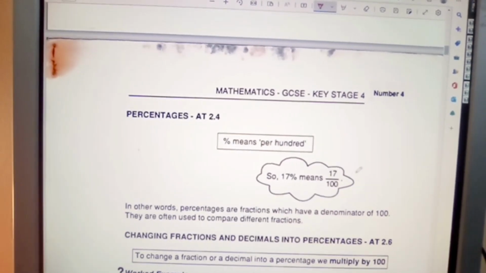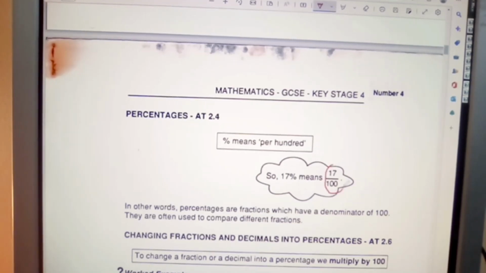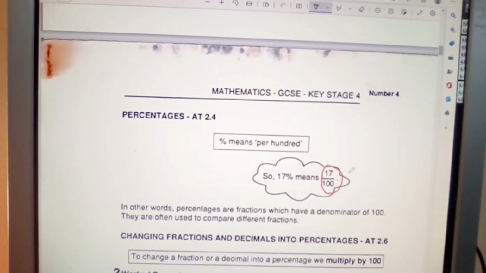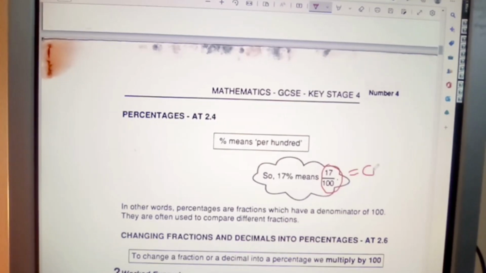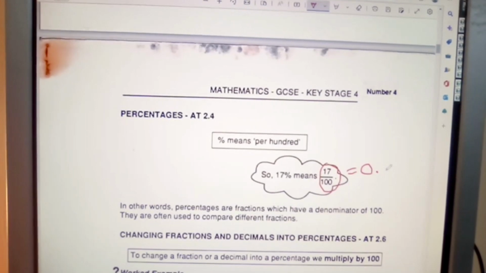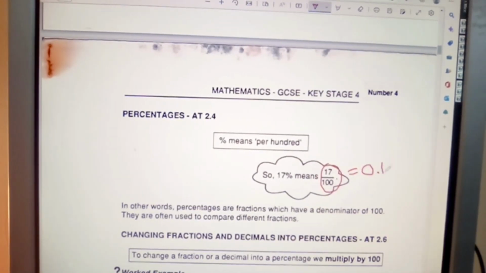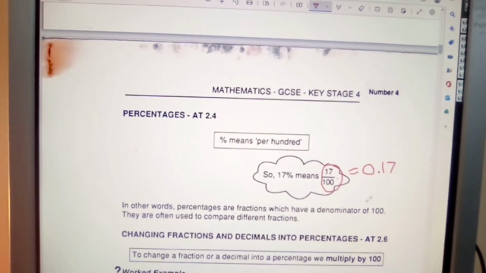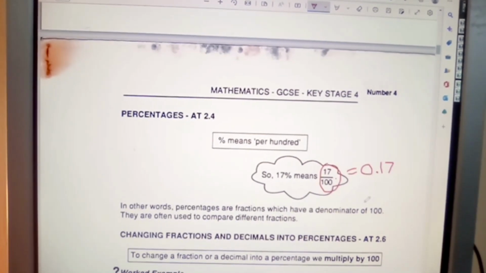Now let me just make sure that I can look at this. So we're taking this here. We're looking at this here. Okay. What is it as a decimal? It will be equal to 0.17. Okay. And that is it as a decimal.